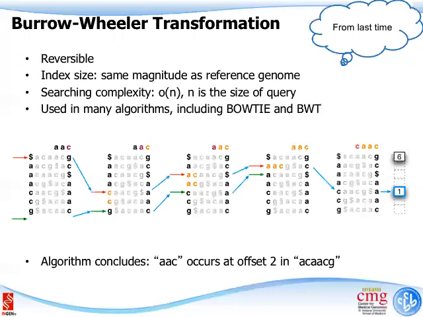And another very interesting feature of this is that the index size of the Burrows-Wheeler transformation is very small. In a sense, it's the same as your reference genome. So for human, we have 3 billion letters, and in theory, you just have 3 billion letters for the index size. That is very, very small.